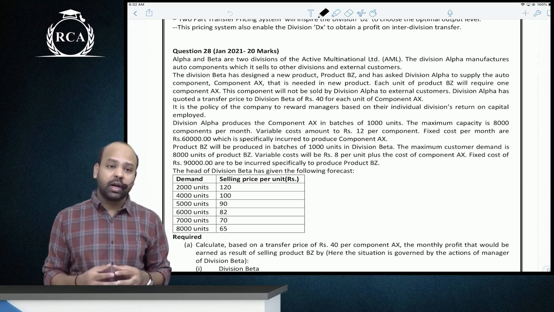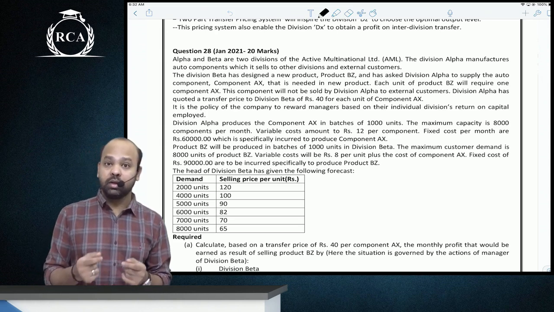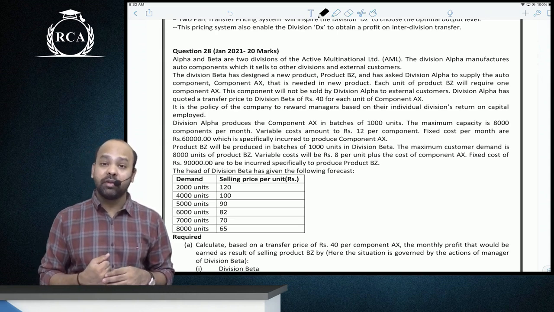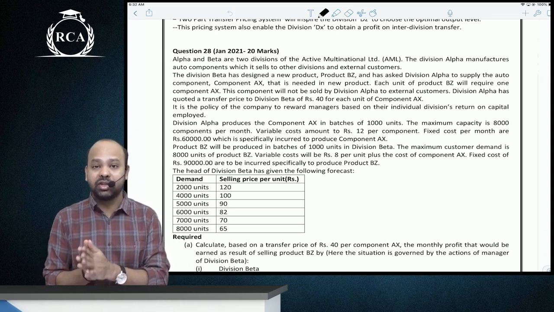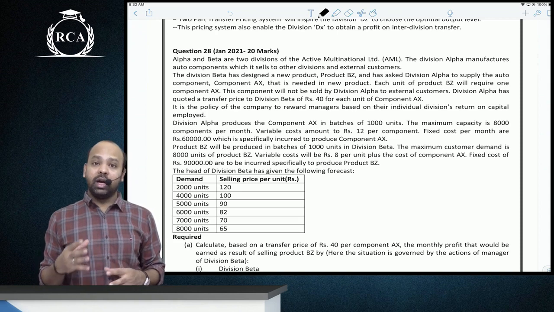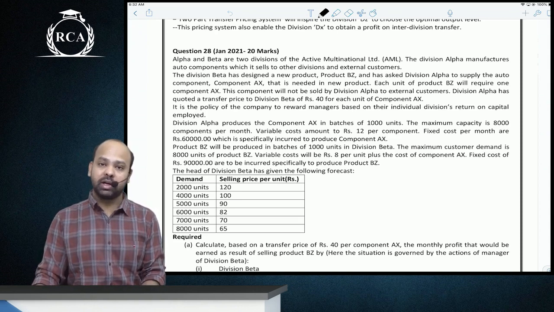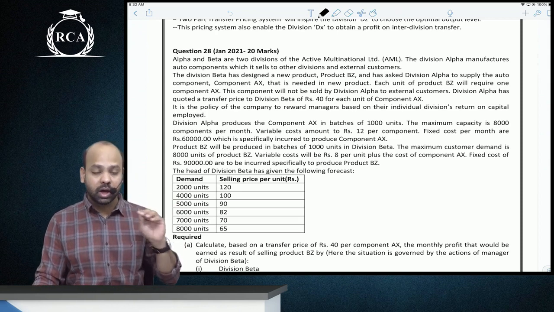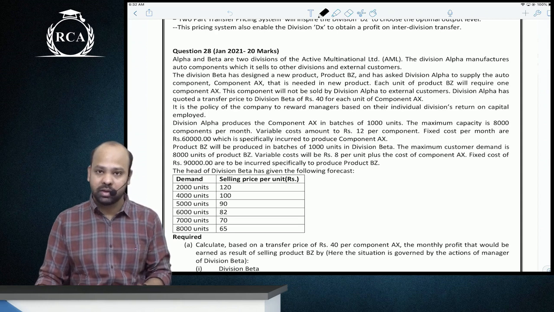Now a dual rate transfer pricing system basically works in this manner. The receiving division will be debited with only marginal cost. However, the supplying division, the transferring division, will be credited with revenue at marginal cost plus markup. So he will recover his fixed cost. He will also make a profit margin. So there is no problem as far as that is concerned.